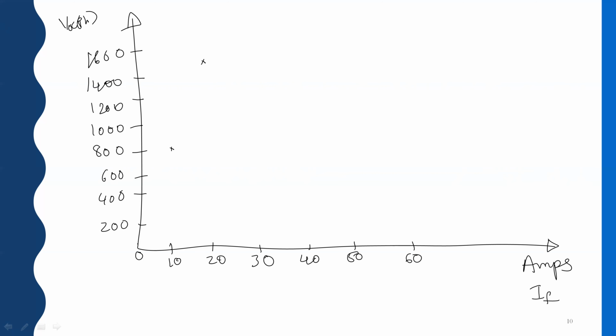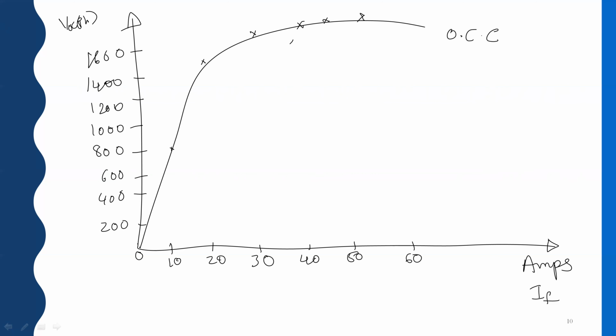Next, at 25, I'll be getting 1760 somewhere here. Next, at 30, I'll be getting somewhere here. This is approximately what I am doing; you can do it neatly. At 40, 2350, so almost at the top. At 50, 2600. So I'll be joining this. This is my OCC curve, open circuit characteristics curve.